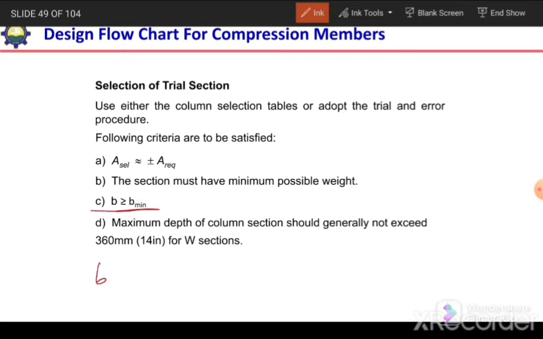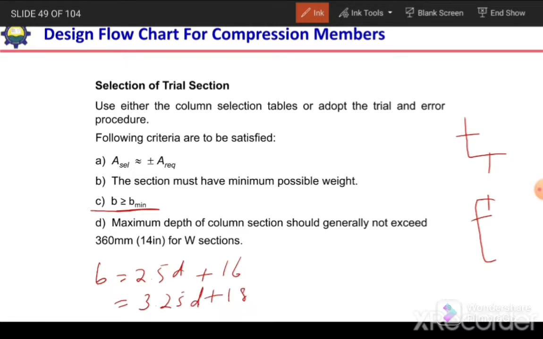That is based on the connection detail, whether one leg is connected or both legs are connected, or in case of a channel section, flange as well as web are connected. So if for example only one leg is connected, we can say it is 2.5 times the diameter of rivet plus 16, and if both legs are connected, it will be 3.25 D plus 18. So by using these expressions, we can calculate b minimum.